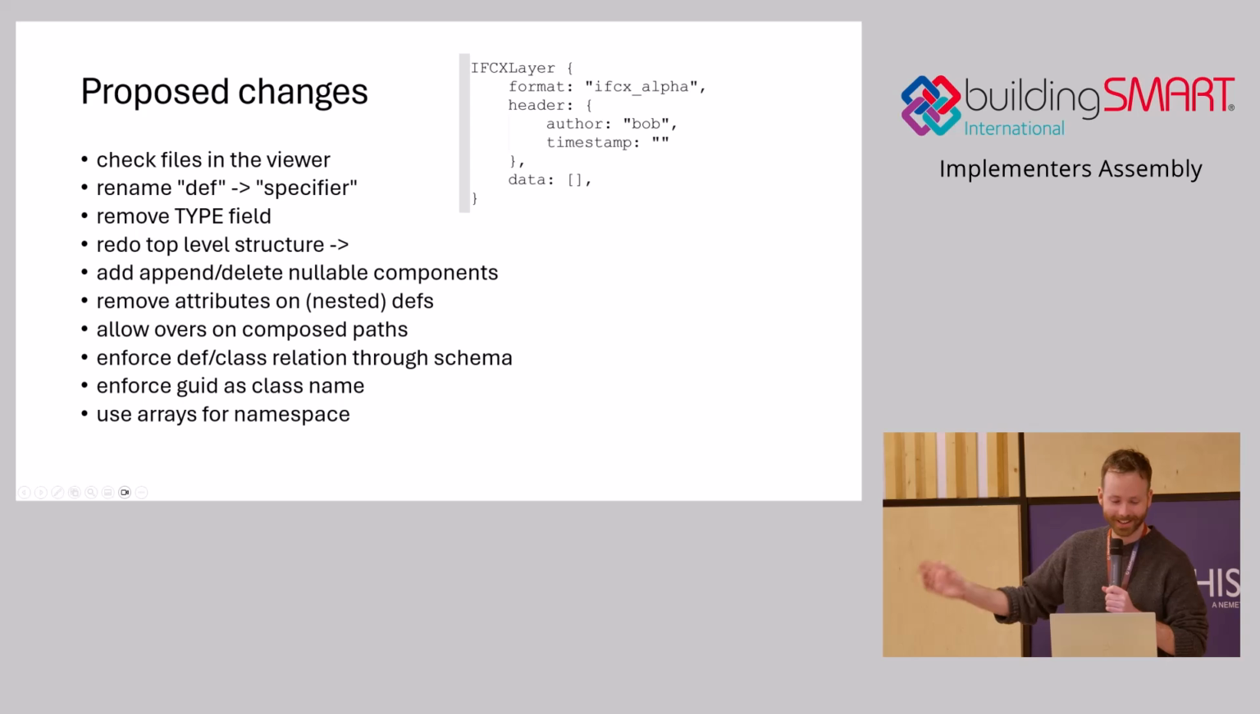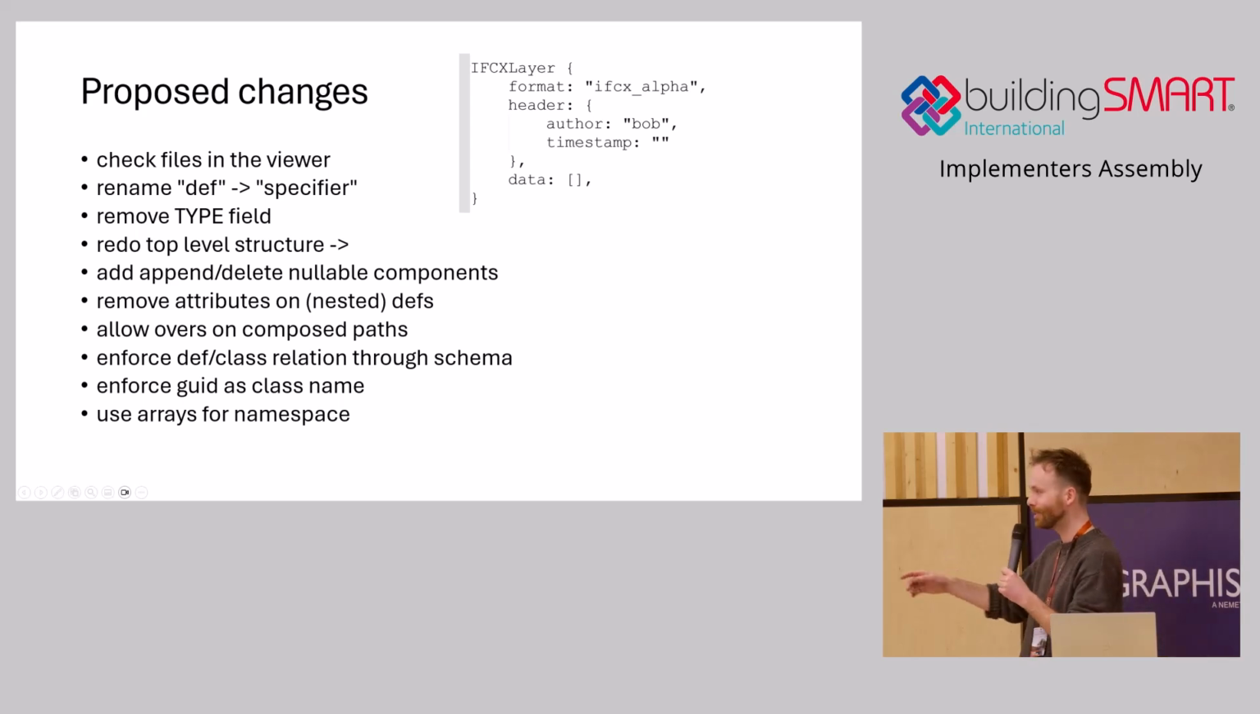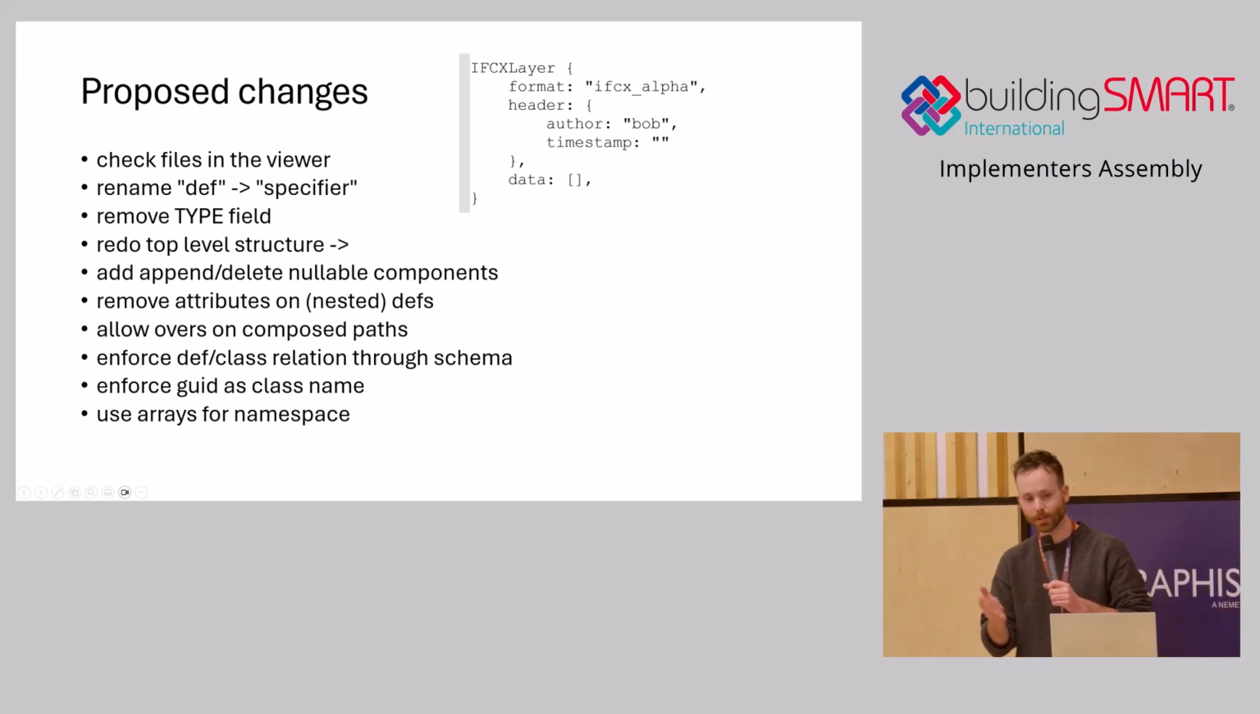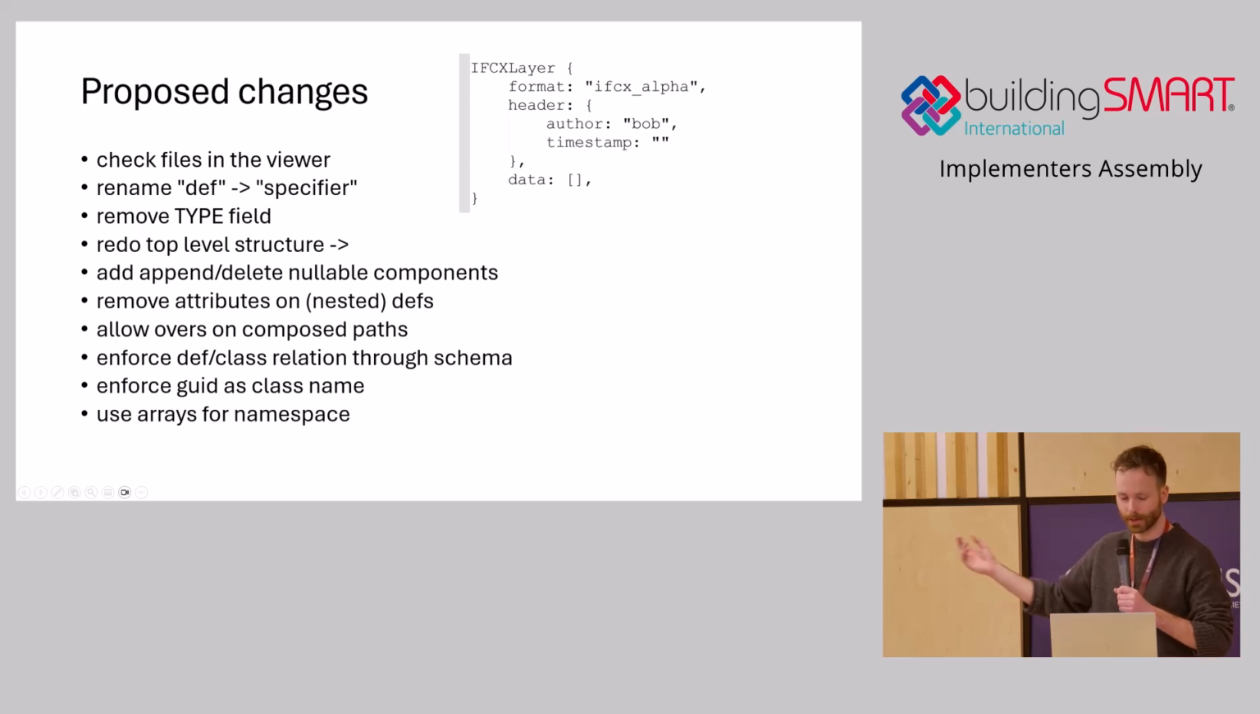Sorry, I'm rambling. Okay, enforce dev class relation in the schema. So we have a really specific way of setting up the dev and the class right now. I'm not sure if that's clear to everybody, and the reason it's not clear is that there's no way for you to find out. So I want to put it in the schema so it's clear, and then if you don't like it, we can talk about it.